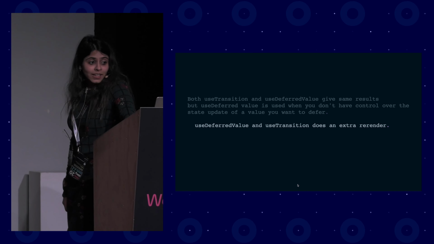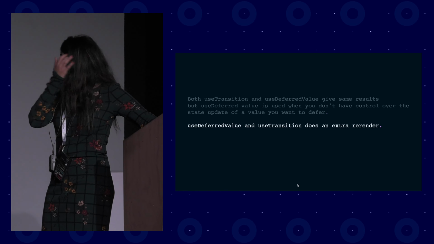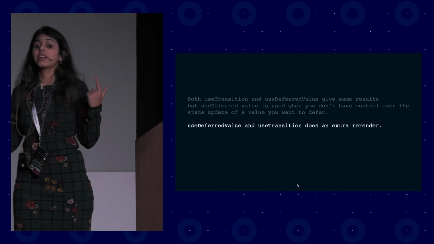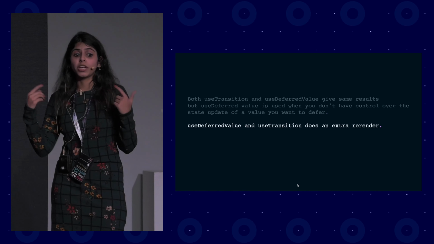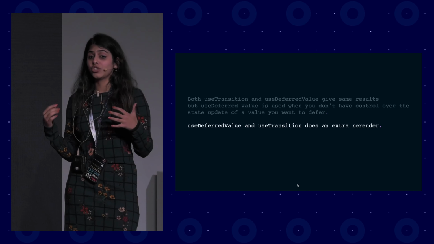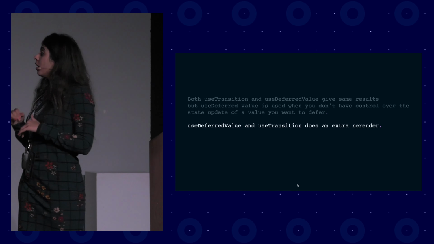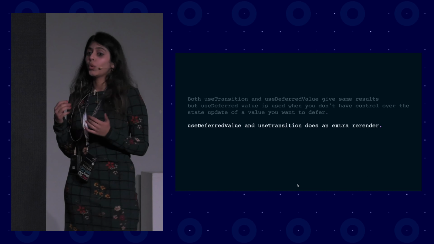Also remember that useDeferredValue and useTransition do an extra render. So if you use them too much, they are going to make your application slower. When you're using them, just make sure you use them wisely and not overuse them.